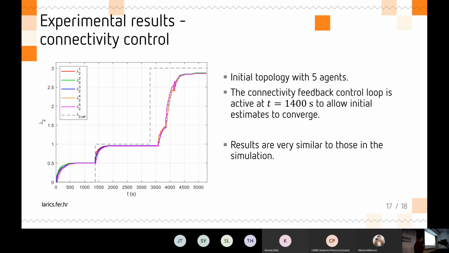In terms of connectivity control, the responses are a bit slower because of this communication duration, of course, but we can also see that it tracks the desired lambda very well. This may look like the error is too much, but it is within the dead zone we specified.